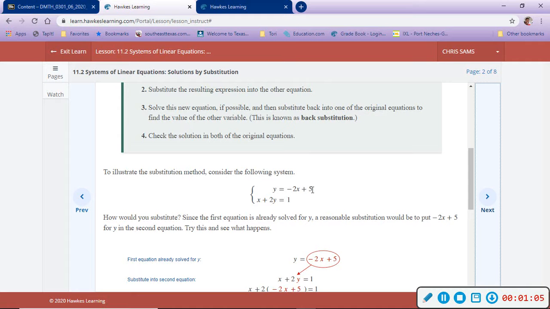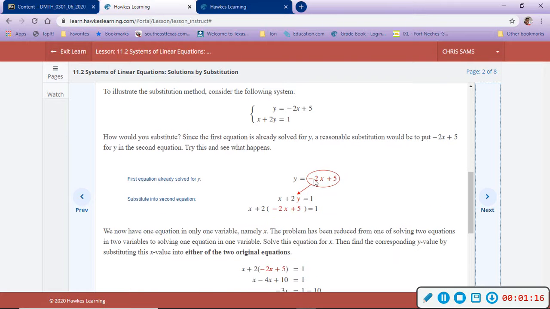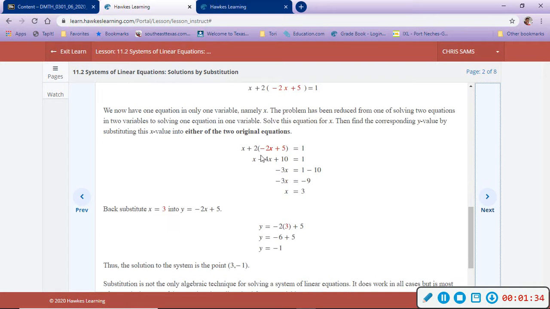This one is already y equal. This one has x and y on the same side. So they're going to take this y, which is equal to negative 2x plus 5, and replace it right here. They're showing you that in this picture. Y equals negative 2x plus 5. They're plugging it into the second equation, and now they have x plus, instead of 2y, y has been replaced with that whole expression. You then solve it, and you get an answer for x.